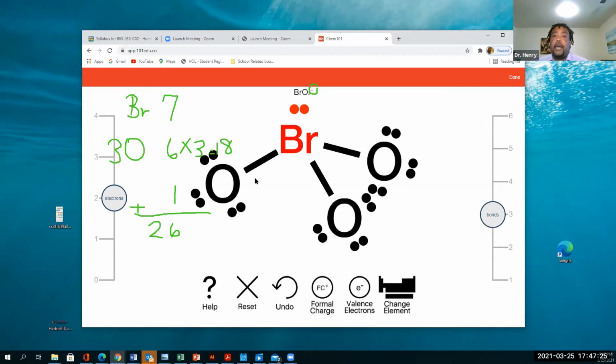Now I just want to make sure that everybody's obeying the octet rule. If I base it on the octet rule, that's 8 around this guy, 8 around this guy, 8 around this guy, and 8 around this guy, okay? That is the octet rule, right? That means that it's based upon the octet. But if I want to make it based upon formal charges, I can cheat.